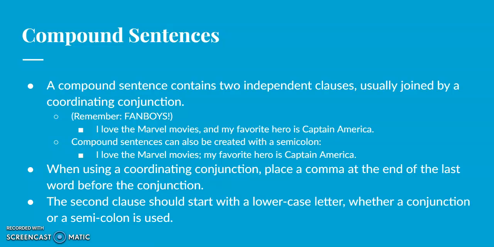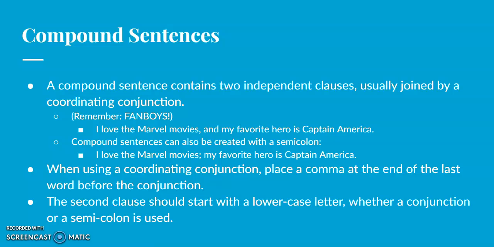If a complex sentence is one that joins an independent clause to a dependent clause, a compound sentence joins two independent clauses together. These typically use a coordinating conjunction. Remember, that's one of our fanboys. For, and, nor, but, or, yet, so. You can also join the clauses with a semicolon. Although the second clause can stand on its own, it should still start with a lowercase letter.